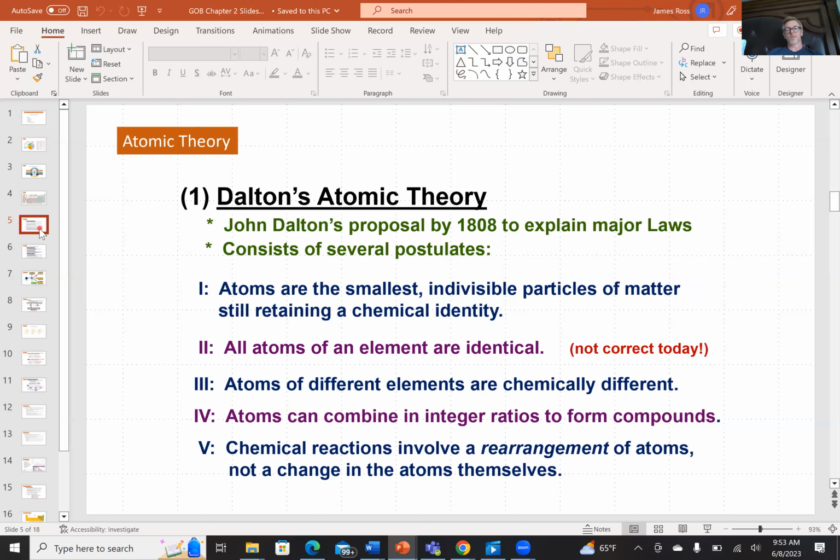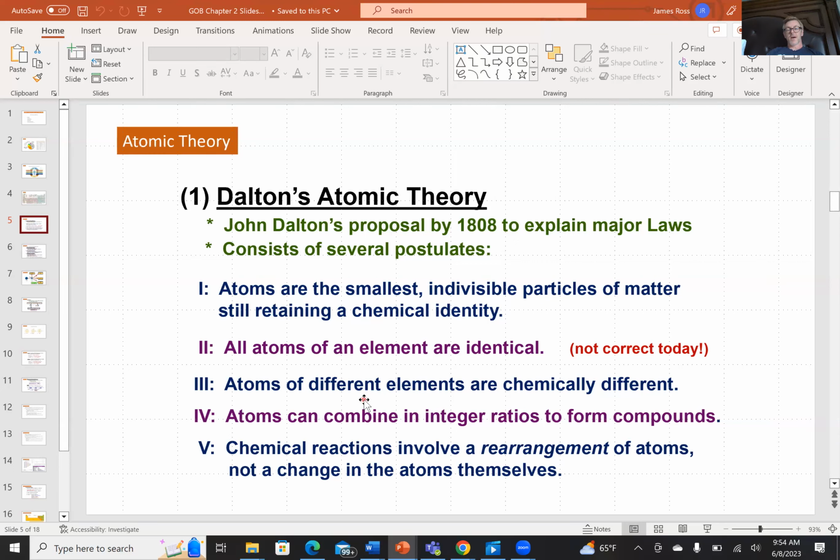Dalton's atomic theory. John Dalton was an English natural philosopher, and at the turn of the 19th century, he proposed, based on 3 laws, the atomic theory. His atomic theory was that atoms are the smallest indivisible pieces of matter that retain a chemical identity. For example, if you take a piece of iron, you can grind the iron down into a smallest unit called an iron atom that will retain a piece of the identity of the larger piece of iron.